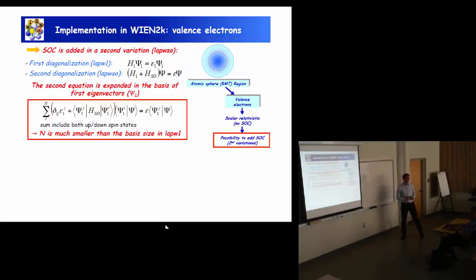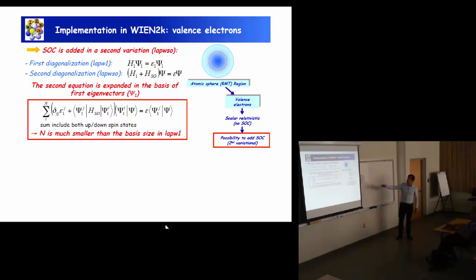So, spin-orbit coupling. Imagine that now you have a system for which you have to include the spin-orbit effect. You will do a calculation in two steps. The first step is a first diagonalization using the LAPW1 code, in which you obtain the eigenvalues and eigenfunctions. These eigenfunctions of LAPW1 will be used as a basis set of your spin-orbit calculation using the LAPWSO code. By doing so, you obtain the correction taking into account the coupling between the spin and the orbit. So it is mentioned here.